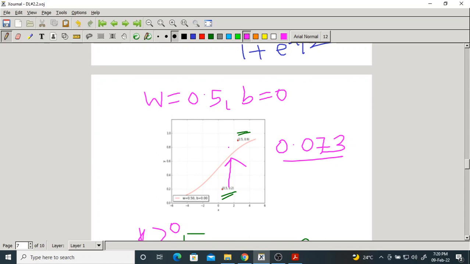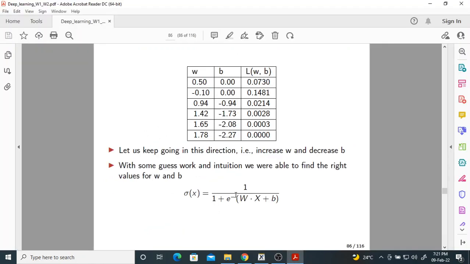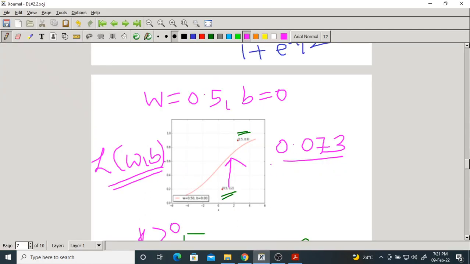This is the amount of error which is not close to 0, but we try to minimize the loss. The loss function, error function, or objective function all mean the same. So let us take a few more guesses. See, initially I have taken this as a guess. There is no specific rule why I am taking these values. It is an initial guess, that's it.